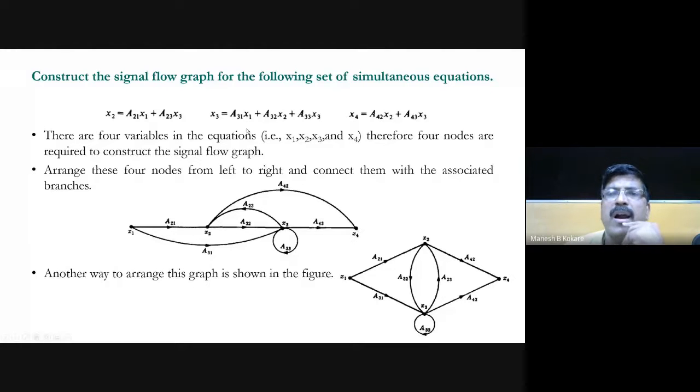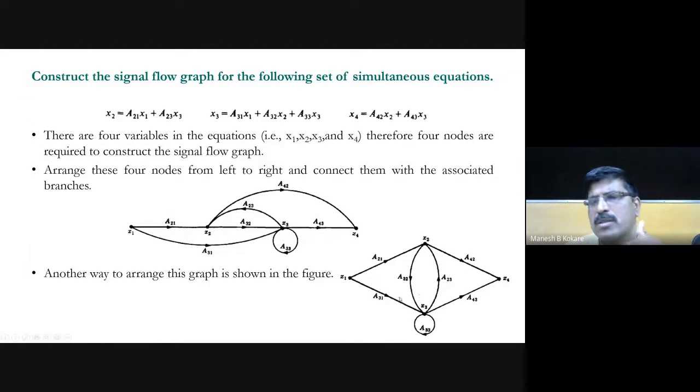From these mathematical equations, you can draw the signal flow graph. For these three equations, the signal flow graph comes out like this. Another alternative method can also be used to draw it.